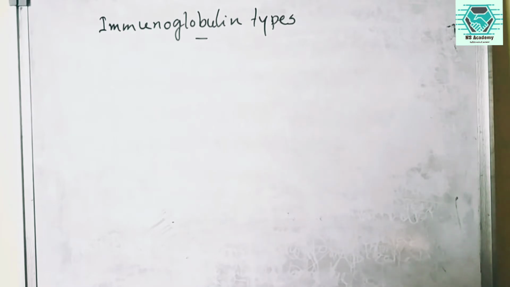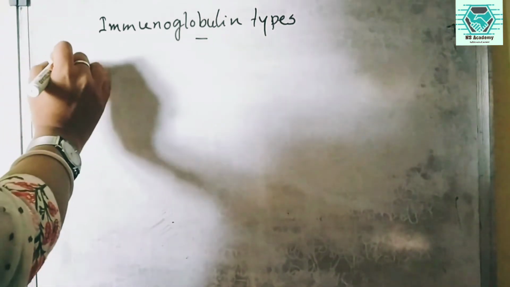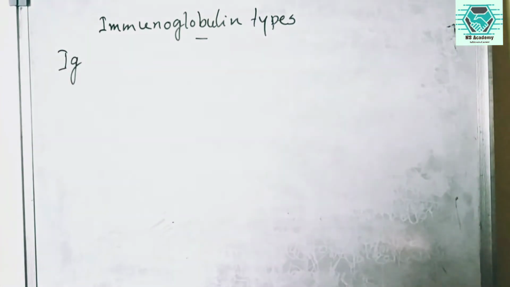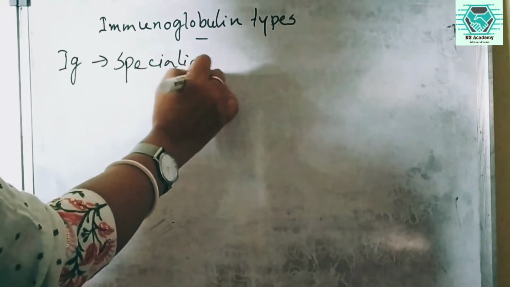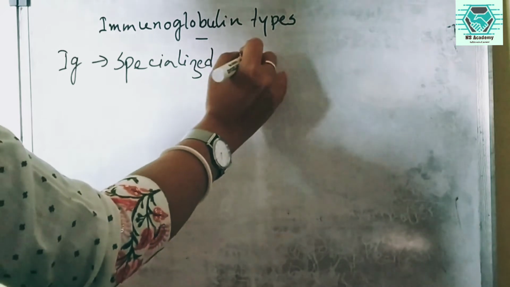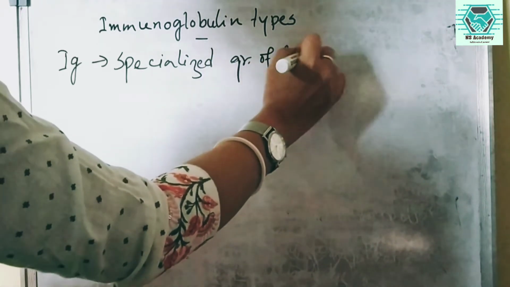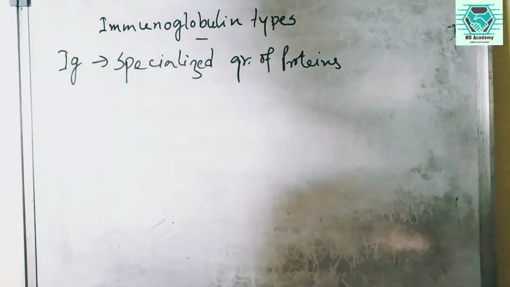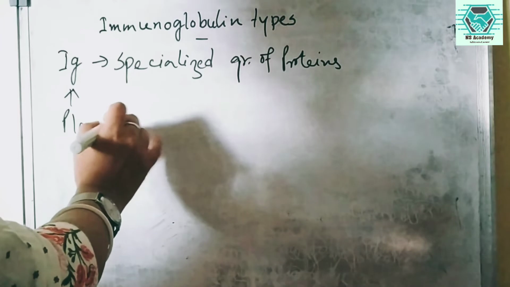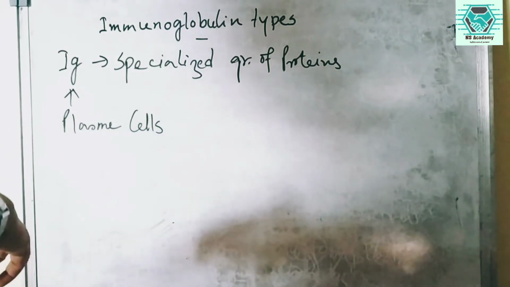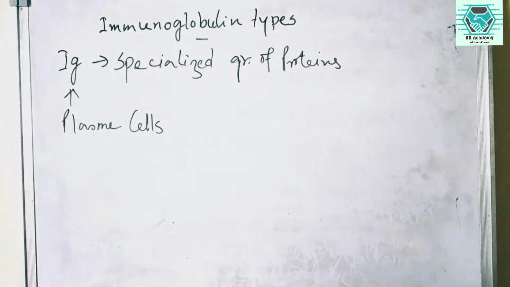So immunoglobulins are what? We know that they are a specialized group of proteins mostly associated with the gamma globulin fraction. Immunoglobulin, the abbreviation is Ig, is a specialized group of proteins produced by plasma cells, as we have already shown you in our last video, in response to an antigen, and which function as antibodies.